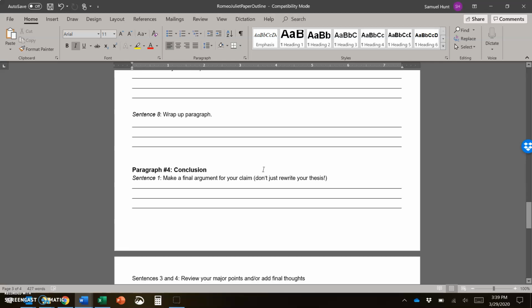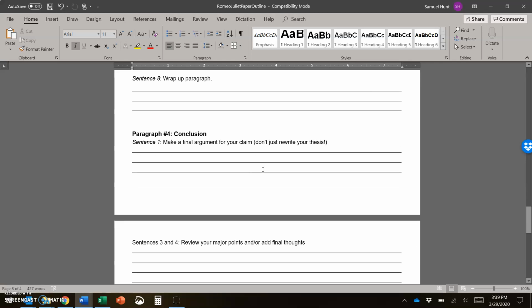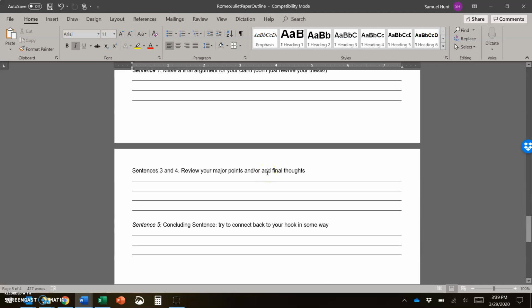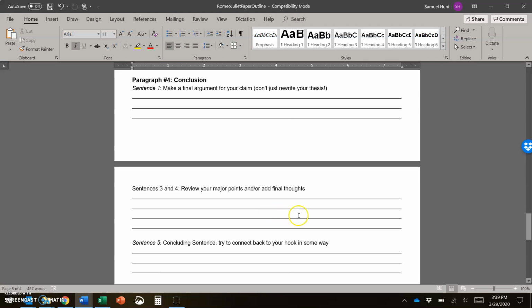The last paragraph is your conclusion. Restate your claim, make kind of a final argument. Don't just rewrite your thesis though. Sentences 2 and 3 here, kind of state your points. Very broad terms though. Don't give us a lot of detail again. You've already done that in your body paragraphs. We don't need it again.